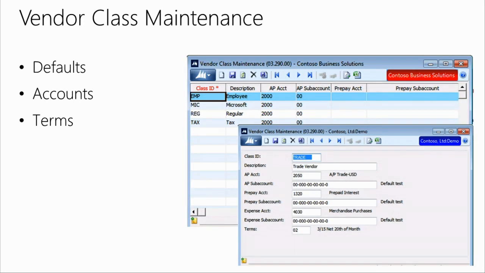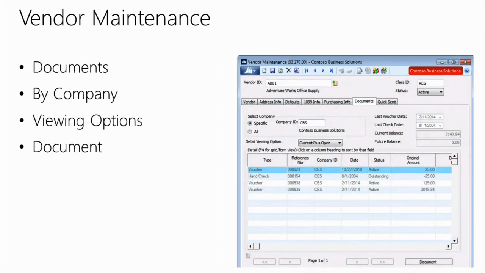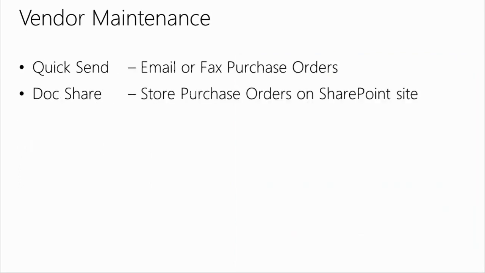We also talked about our vendor class maintenance, which gives us the defaults, and the real idea here is that we're setting up defaults for all the different accounts that can be set up in the vendor maintenance screen, as well as our 1099 setting up of the default boxes, as well as whether we're going to do backup withholdings. Our lovely document screen shows you all that information we just talked about.